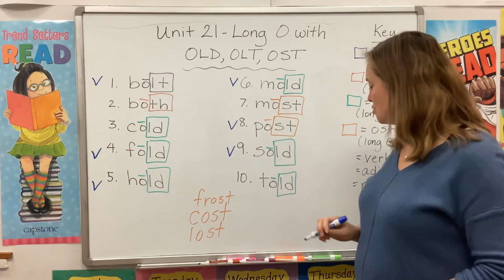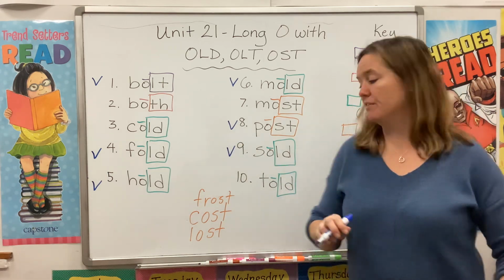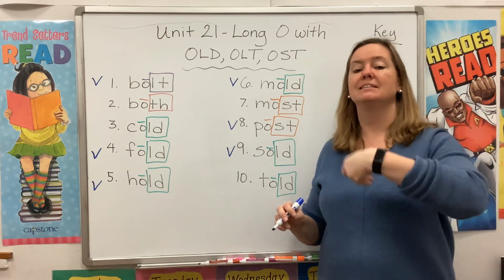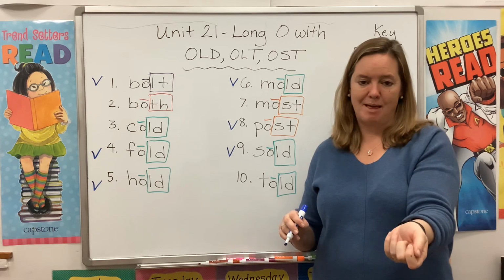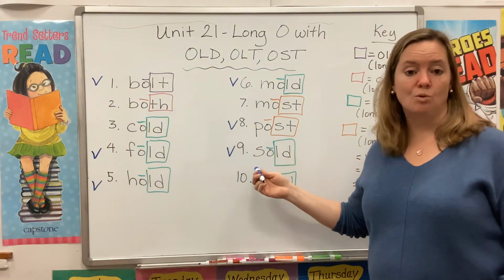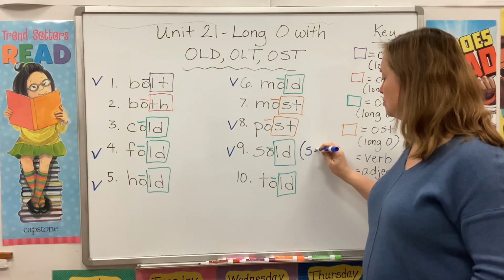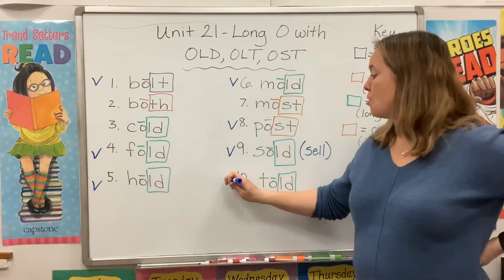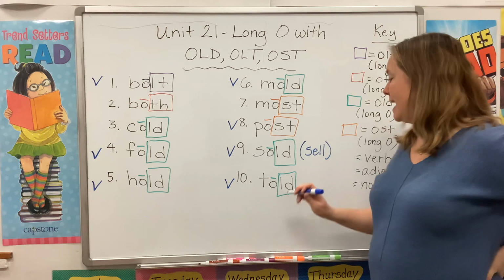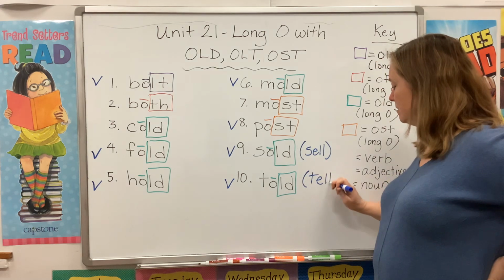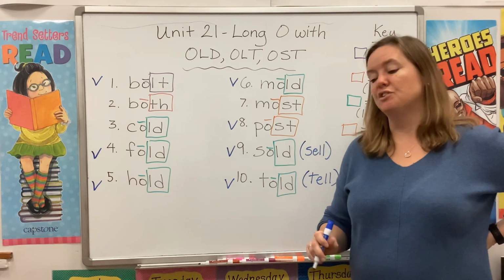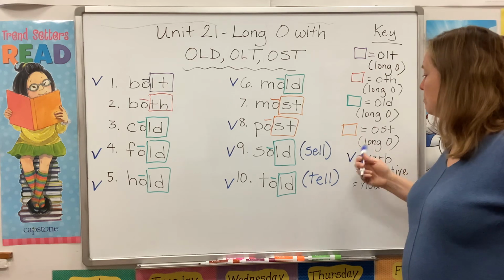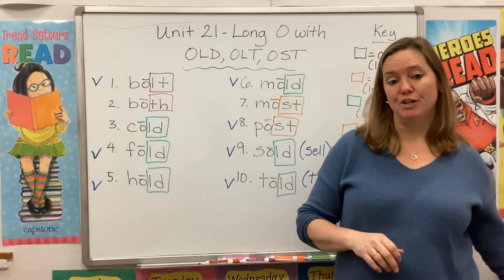Sold and told are both verbs, but they're the past tense, right? Now I sell you a glass of lemonade. Yesterday I sold you a glass of lemonade. So sold is the past tense of sell. Told is also a verb. Now I tell you a story. Yesterday I told you a story. Okay? So anything with a blue V next to it is a verb.